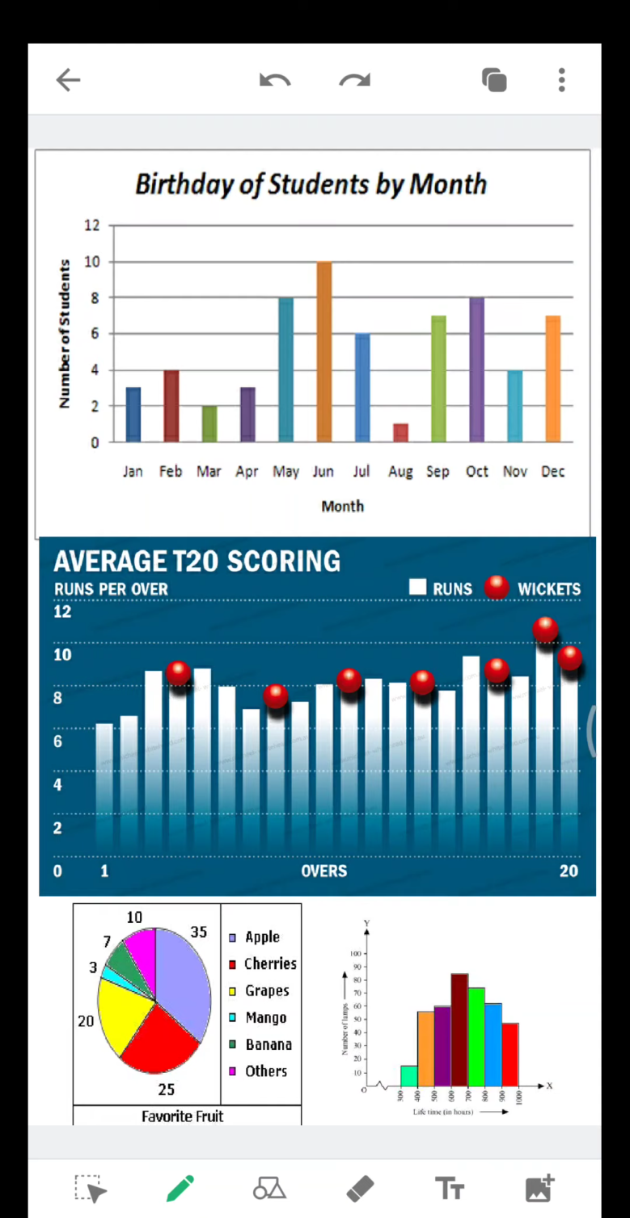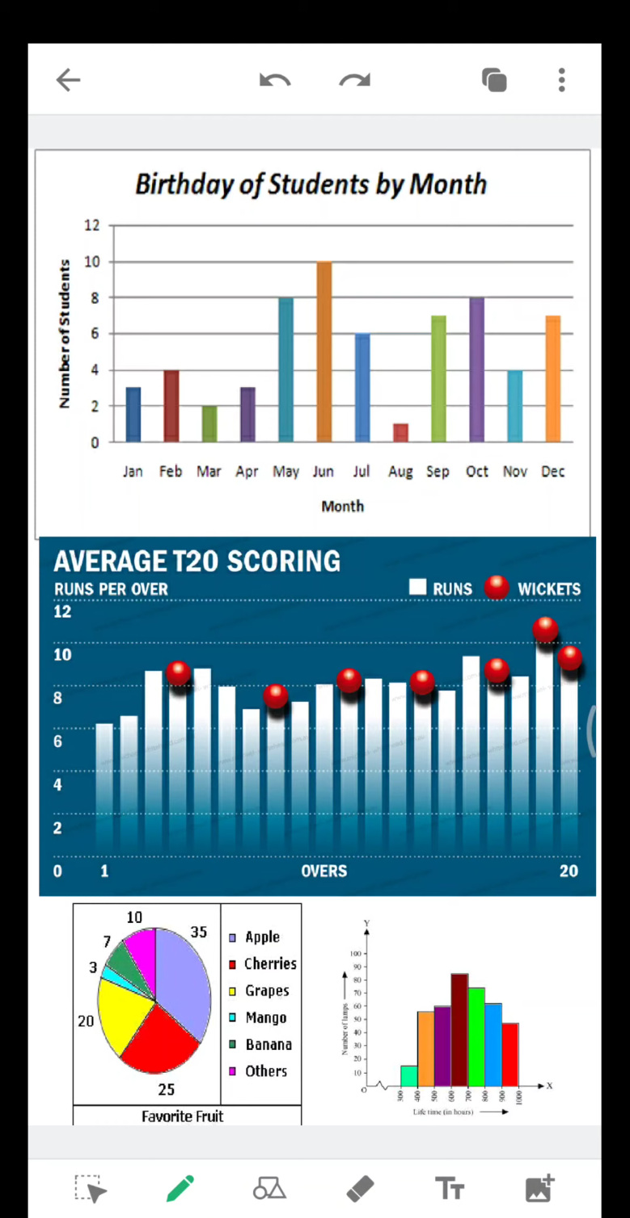The first graph shows the birthday of students by month. So how many students were born in the month of January? You can easily say here 3 students. 3 students were born in the month of January. And how many students were born in the month of June? So you can clearly see here 10 students were born in the month of June. So by looking at the graph we can easily understand the data, what information is given in the given data.